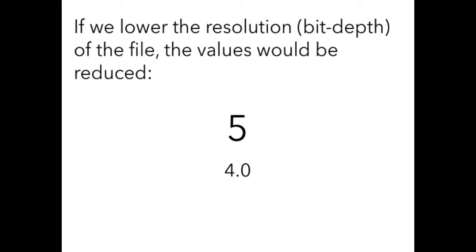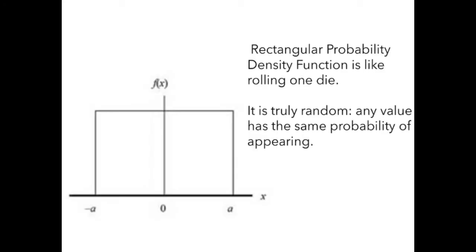Depending on what type of dither you use, what type of probability density function you use, instead of the number being 4, the possible outcome is now randomized from 4 to 5, 4.1, 4.2, 4.3, etc. If you were to use rectangular probability density function, it is like rolling one die. It is truly random. Any value between 4 and 5 would have the same probability of appearing.